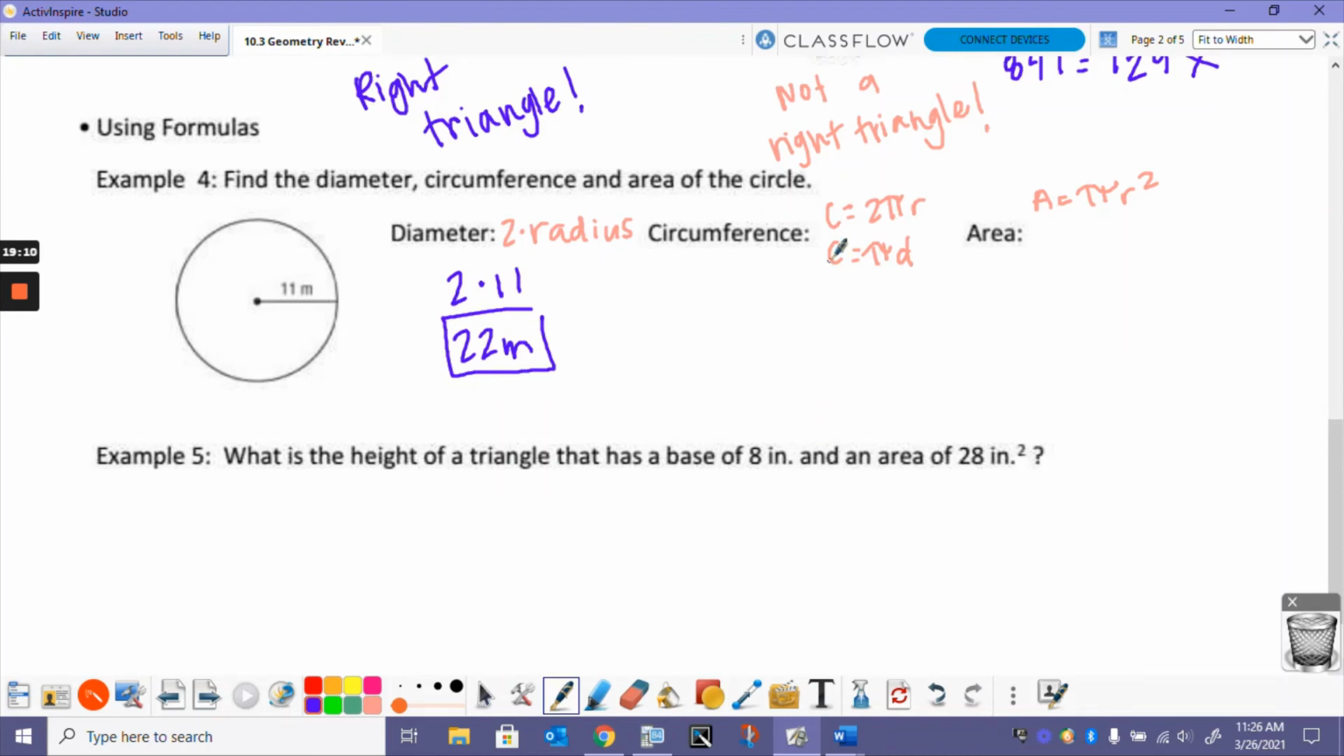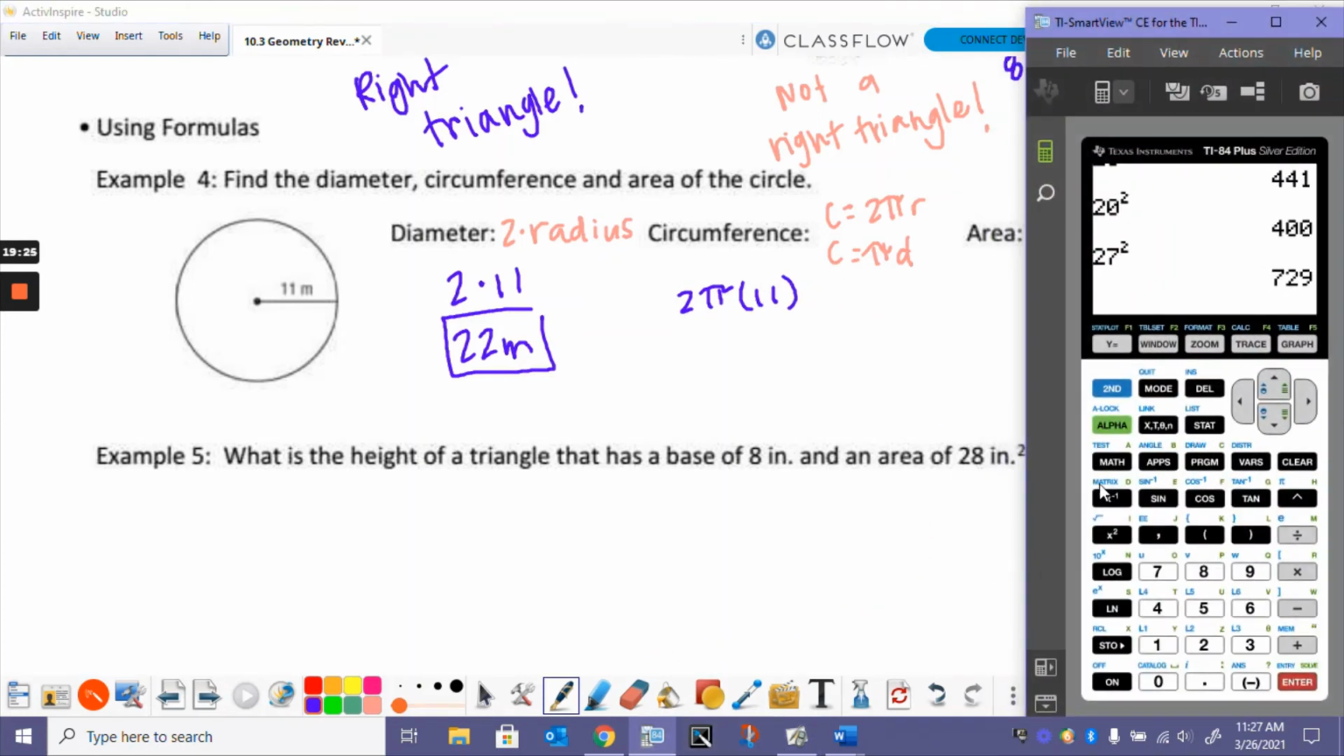Right, for our circumference, we have our radius, but we don't have our diameter, so we're going to use 2 pi r. So we have 2 pi times our radius of 11. And you can plug this into your calculator.